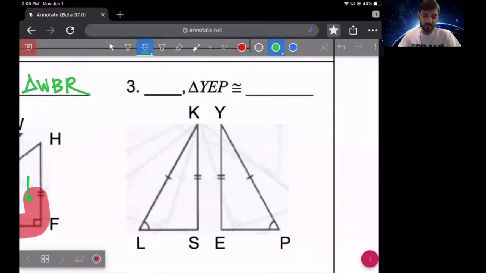Since it doesn't do that, this would not work. It's neither side, side, side, nor side, angle, side, because if it were to be side, angle, side, I would need the angle right here to be the angle that's marked in the triangle, but it's not, it's down here. So this would not work. So I just put not applicable for number 3.